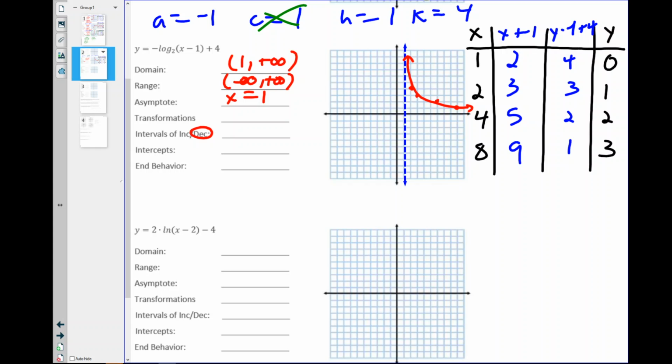Transformations are independent. It doesn't even matter whether we're graphing log or exponentials or a parabola, whatever it is. It's just asking, do you know how to interpret what these values mean? This is an x-axis reflection. Yep.